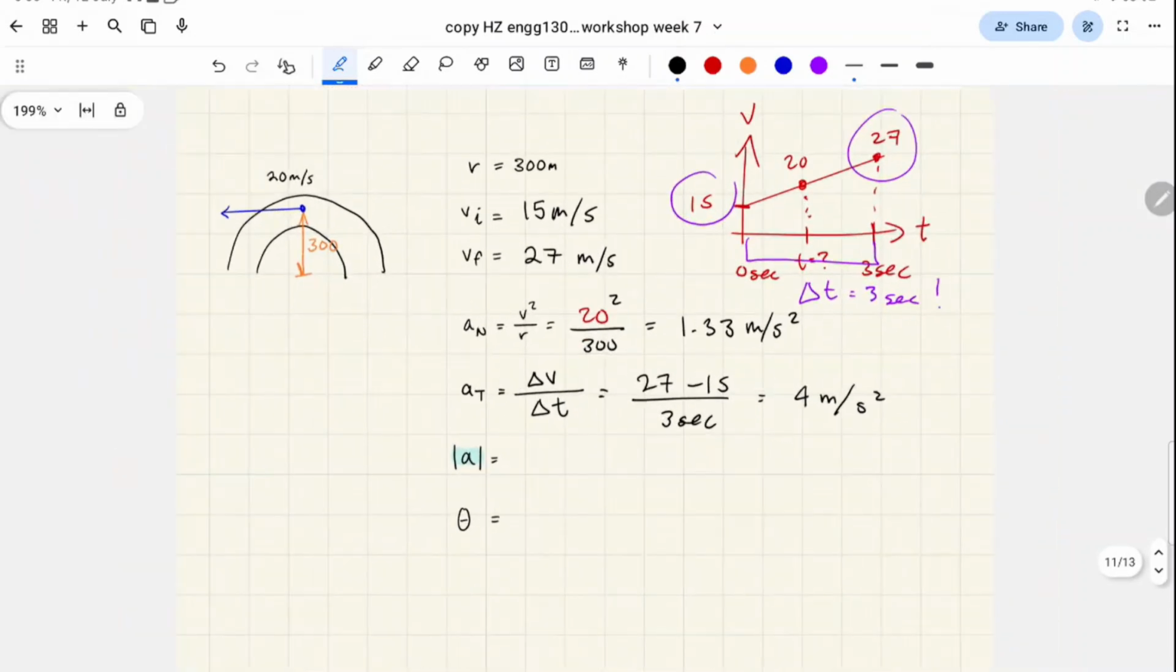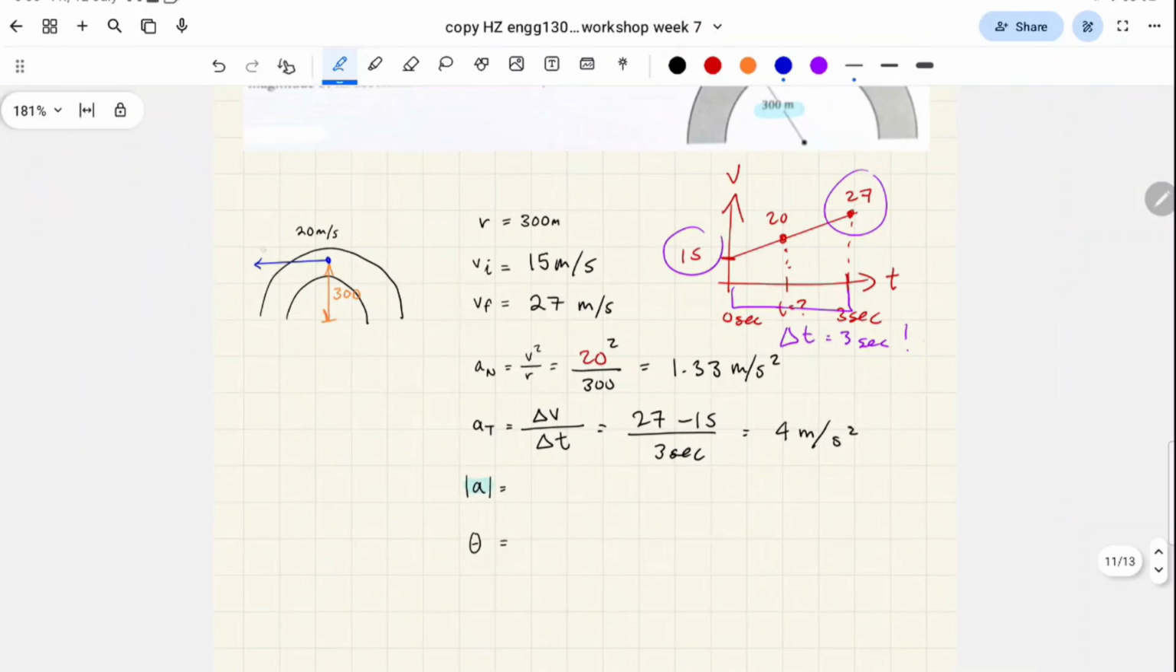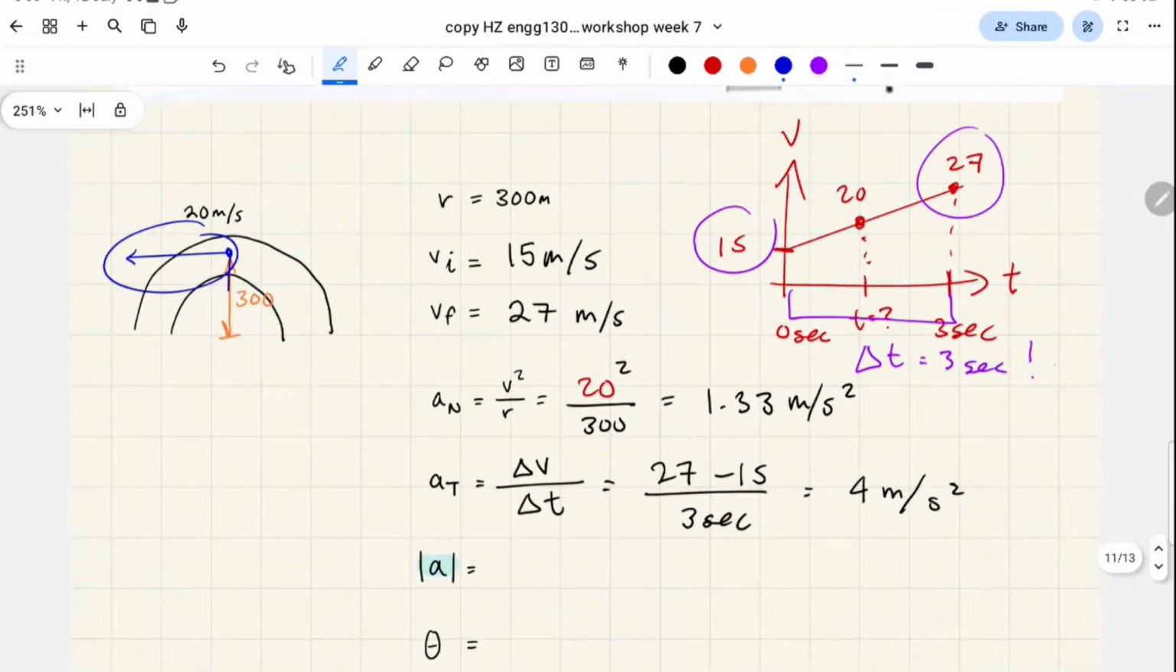Anyway, tangential acceleration is basically this component, and then normal acceleration is how much it wants to accelerate towards the middle of the circle, right? And then the overall magnitude of acceleration is going to be this diagonal kind of vector, like that, right? Everyone following? Maybe? Yeah, no? Okay.